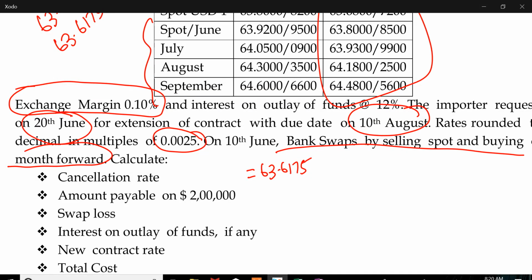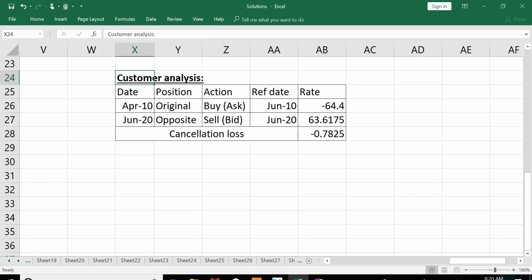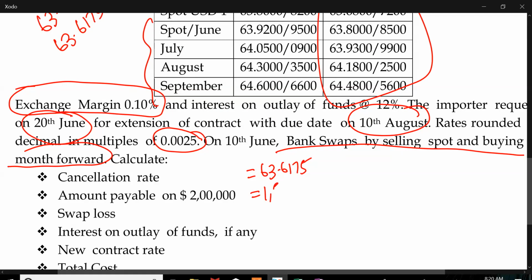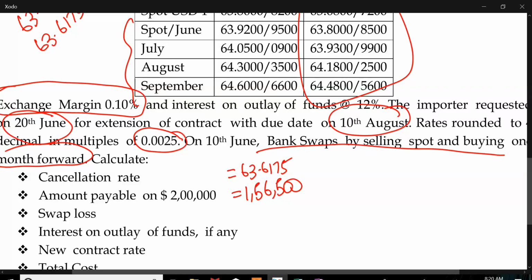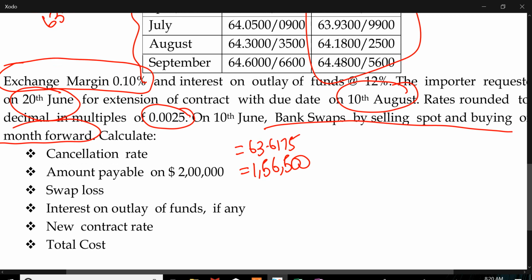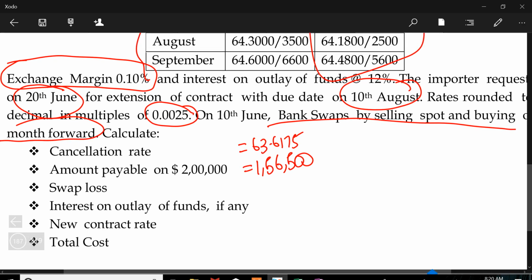Any doubts on 63.6175? Amount payable is basically this into 2 lakhs. This is the amount I have to pay. There are other amounts to be paid, but this is one of the amounts. It is more or less the same as the earlier analysis, except the reference date part. I have not followed the rule which I have been talking about till now. I have changed the rule a little. So amount payable is 156,500. Any doubts on 156,500?